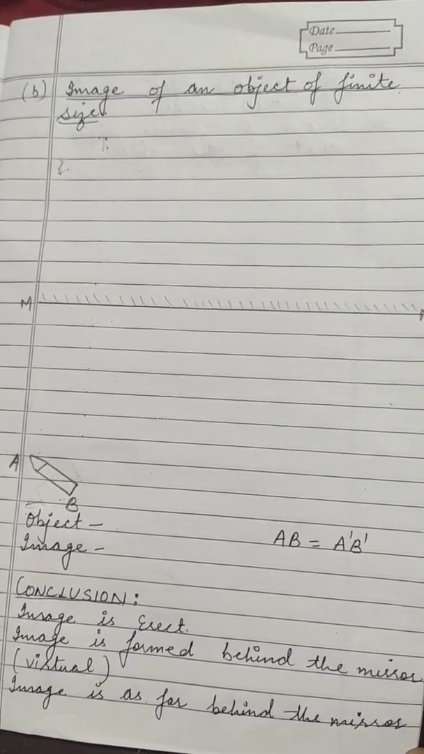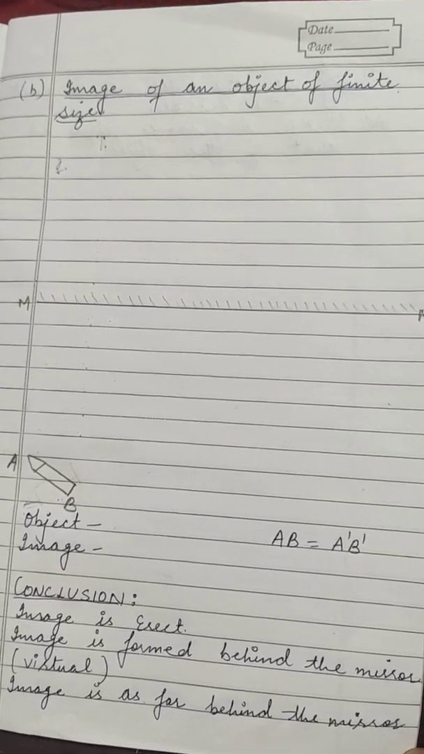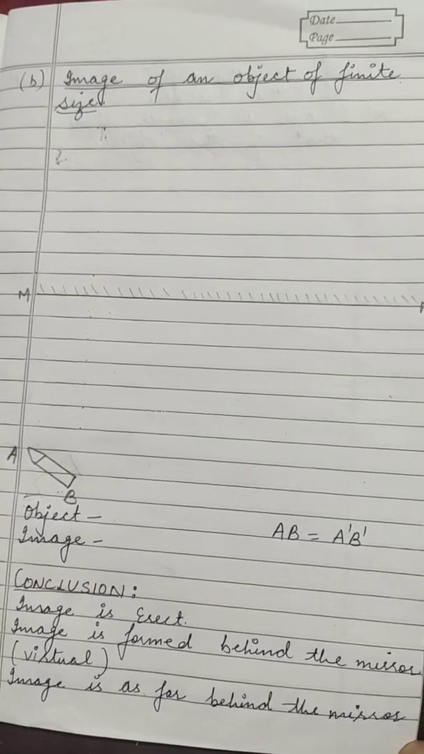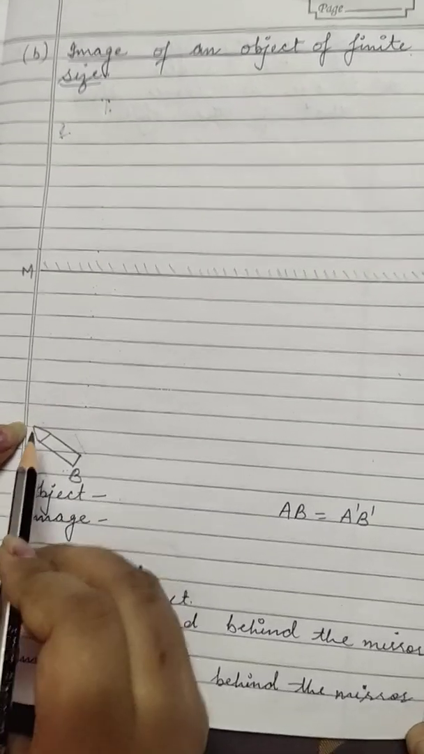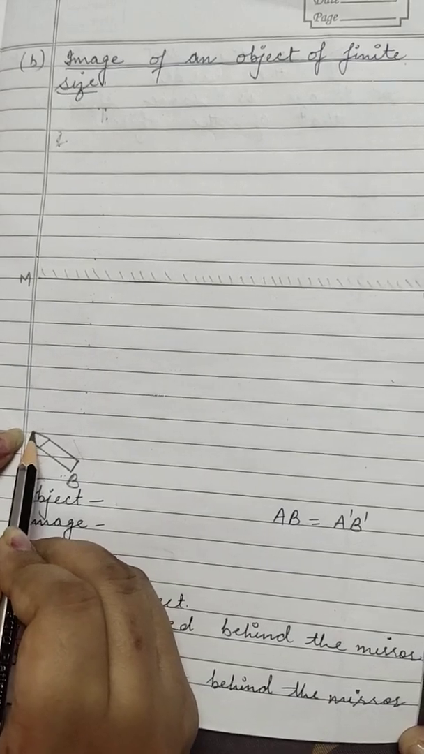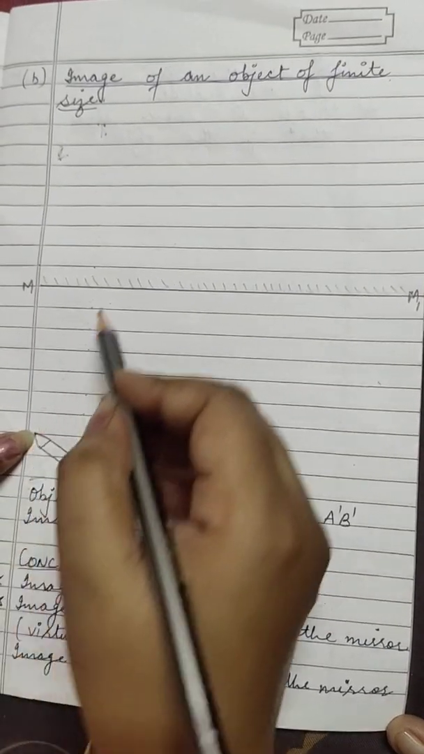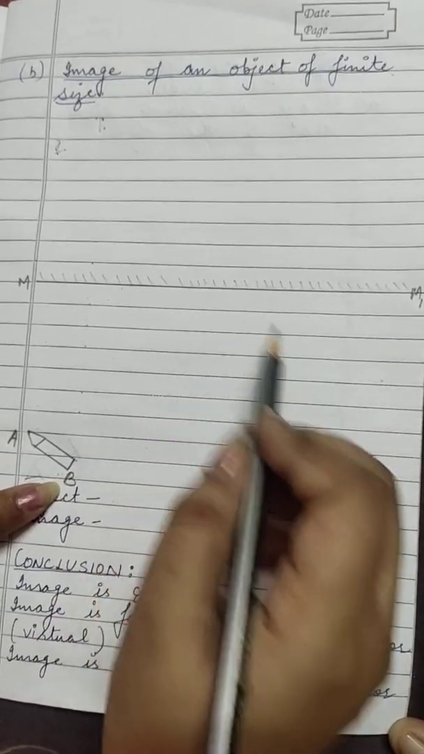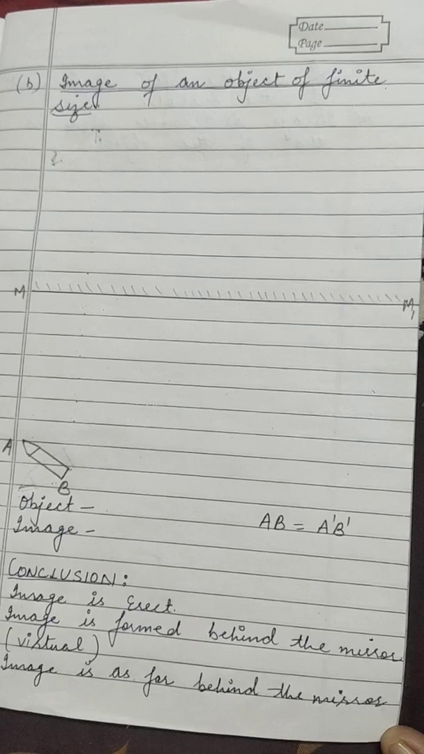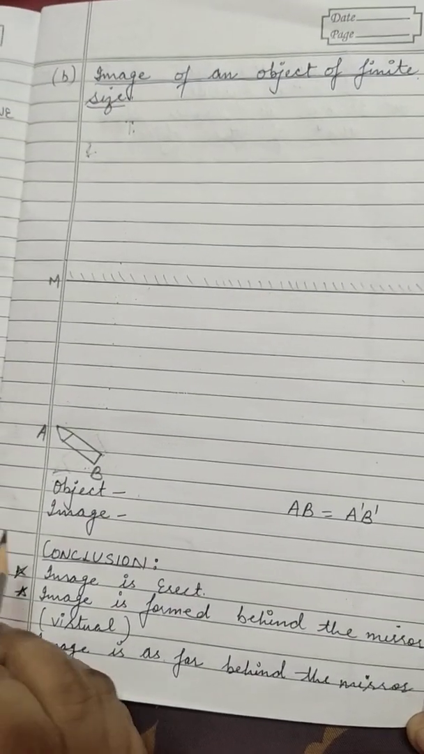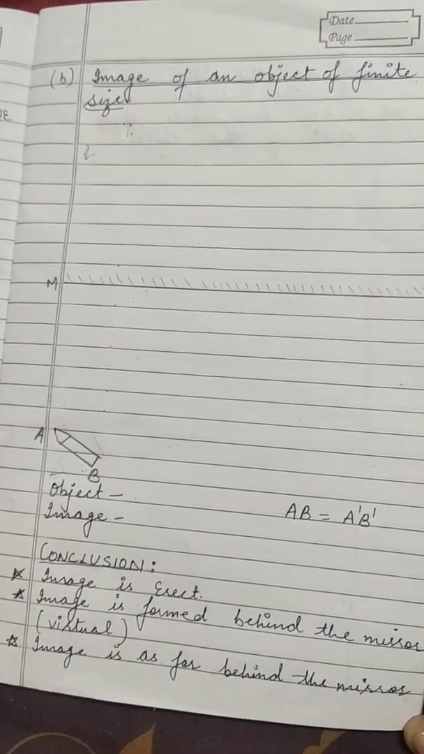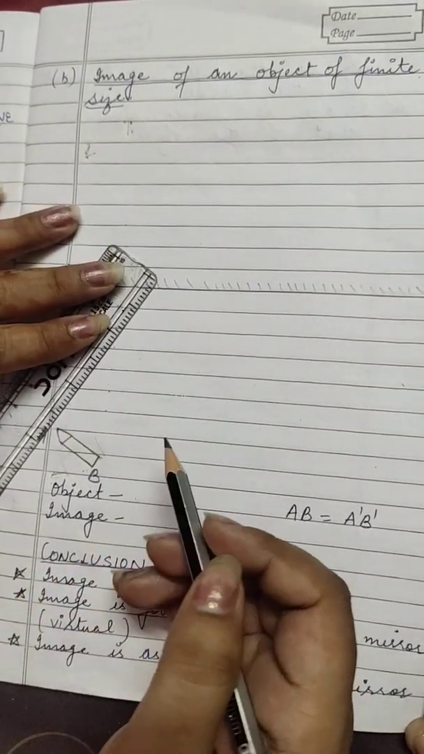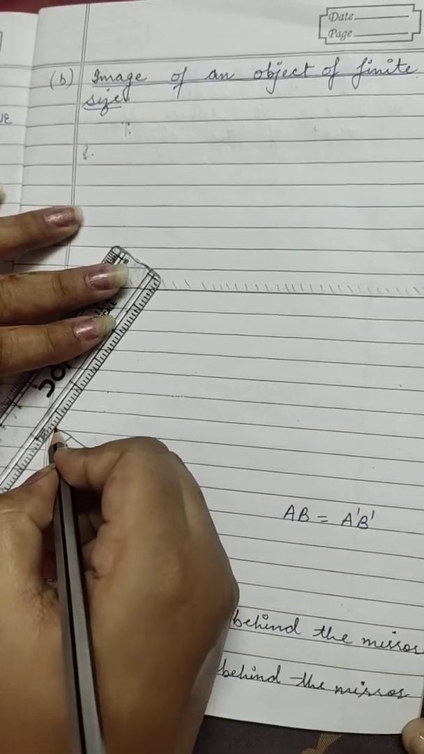So as done in your point object, we have taken two rays because that was a point object, and now we have to take two rays from each point, each end. You can see this is one end of the pencil, so two rays I will be taking from here and two rays I will be taking from here, and the refracted rays when produced backward will give us the image of this object. So from the point A, I will be taking two rays which are incident on the plane mirror.